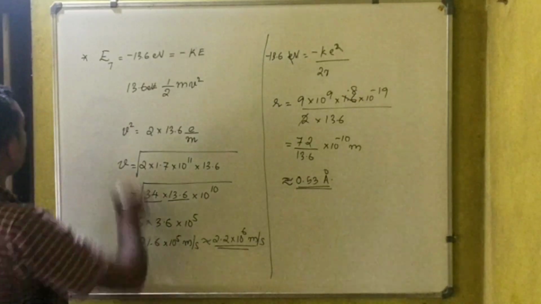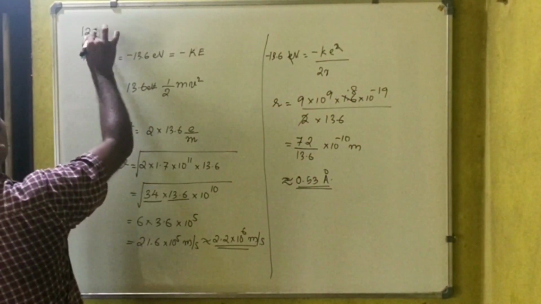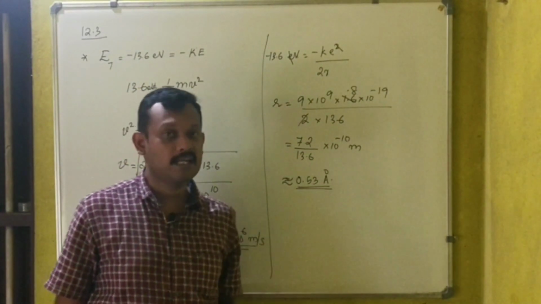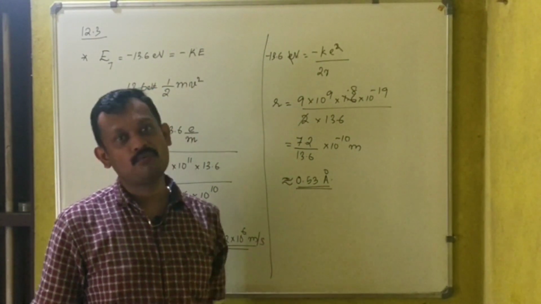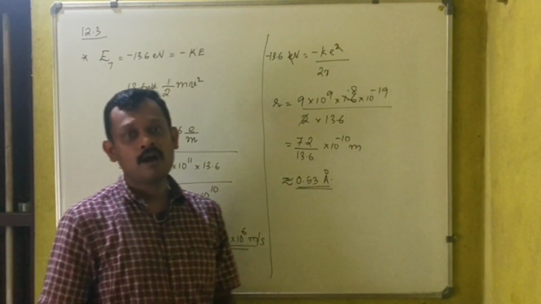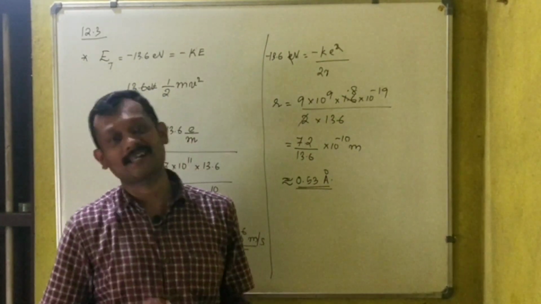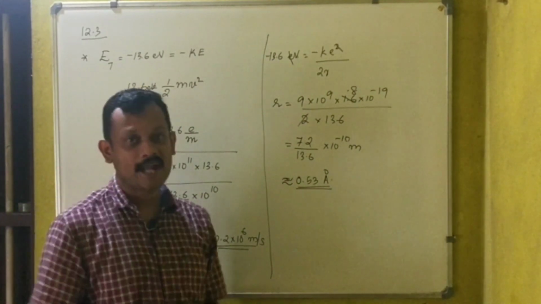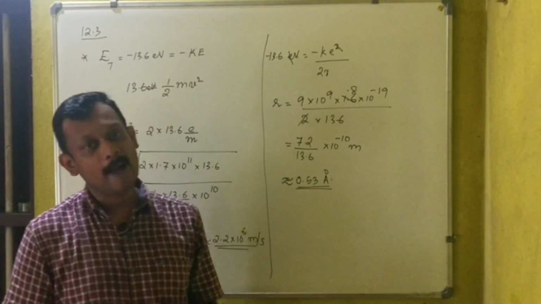So this is example number 12.3. This is the radius of electron in the first orbit of hydrogen atom. And that's all for today's class. In the next video, we will start Bohr atom model and its applications.